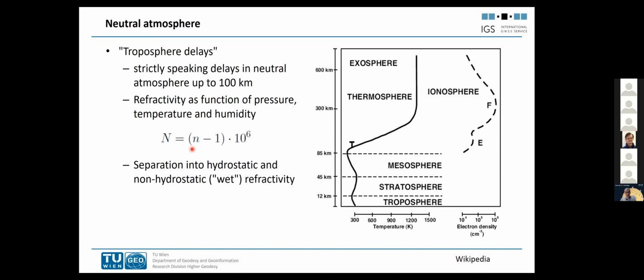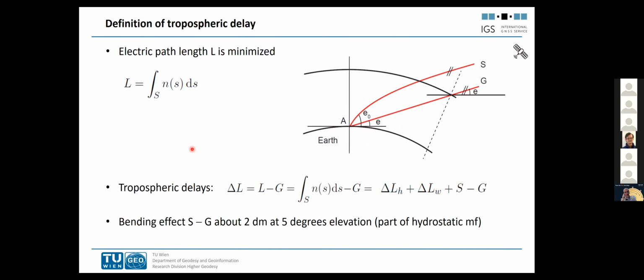But now let us first define the tropospheric delay. So what is actually the tropospheric delay? In order to do so, we have to calculate first the electric path length, capital L. This is the equation for the electric path length, meaning that we have to integrate over the refractive index along the bent ray path. This is the shortest in time reaching our GNSS station first. Here we have the satellite, and here the GNSS station. So this is the electric path length.